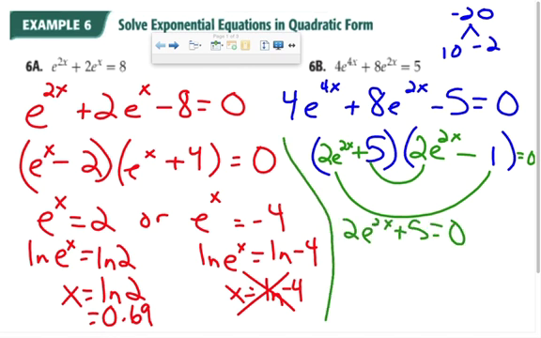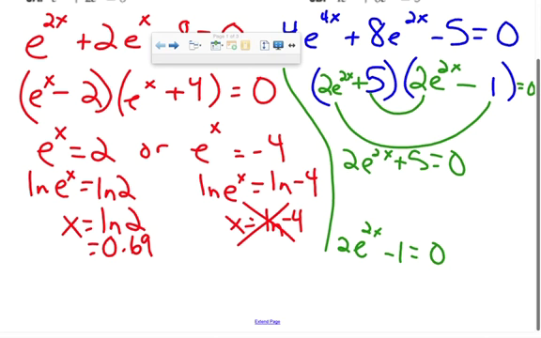So I have 2e to the 2x plus 5 equals 0, or 2e to the 2x minus 1 equals 0. In this first equation, I would have that e to the 2x will equal negative 5/2. And if you look at the last example where we ended up taking the natural log of a negative number, or trying to, and we realized, well, that doesn't work. This doesn't give me a solution. Let's solve the other one.